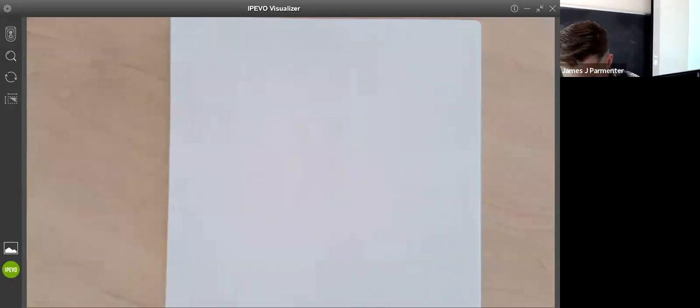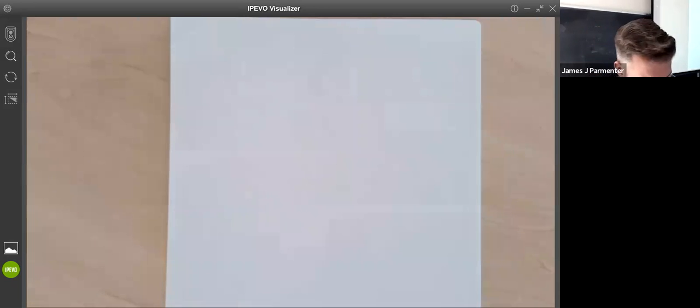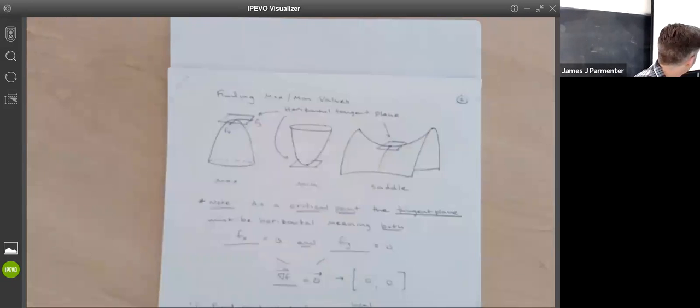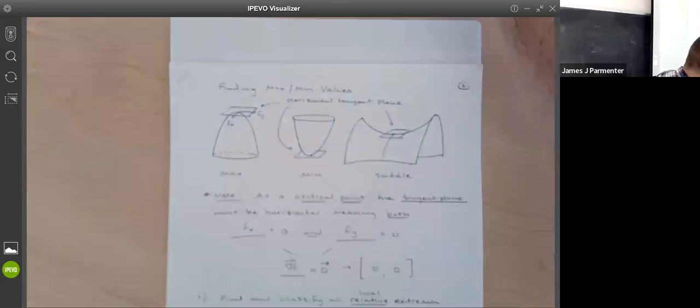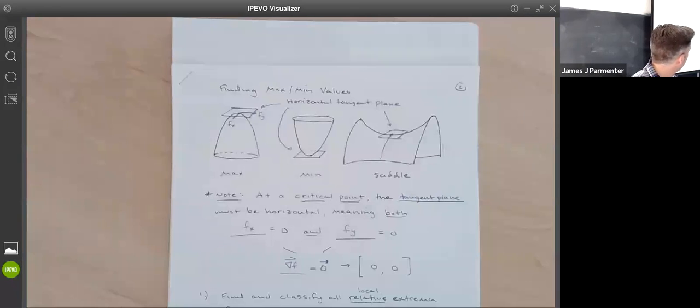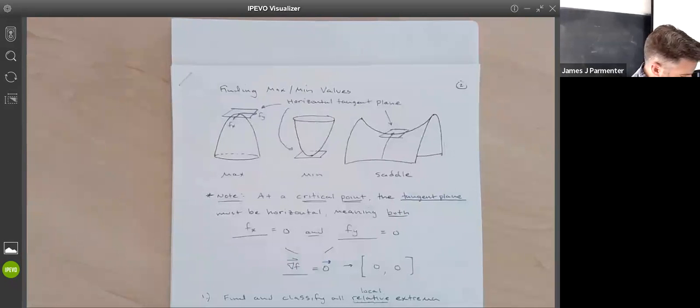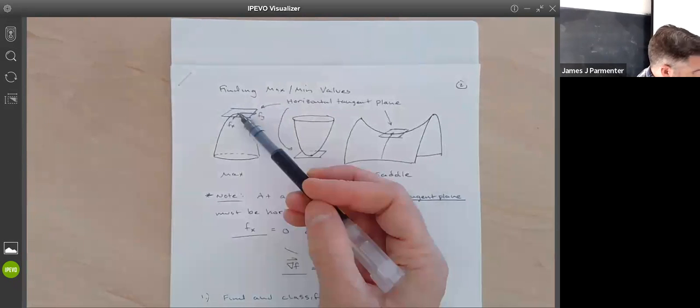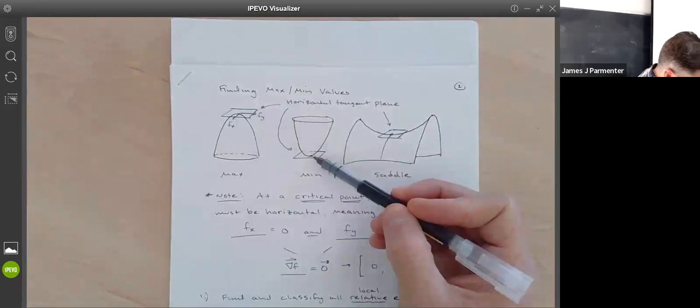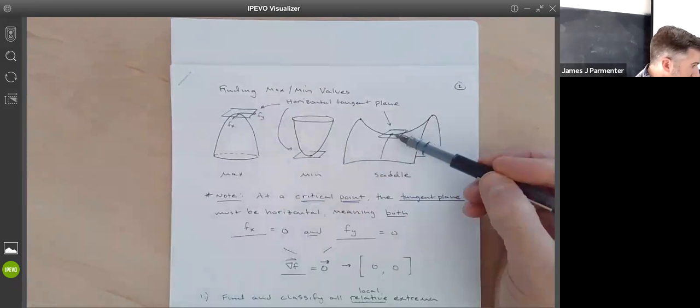Our drawing skills are not always excellent, so let me just show you these pictures instead. We're trying to find a local maximum or a local minimum value. Like here we have a local maximum. Here we have a local minimum. Here we actually have what's called a saddle.